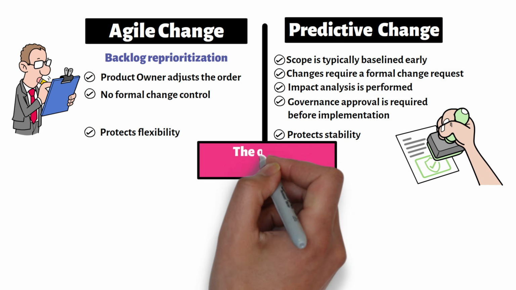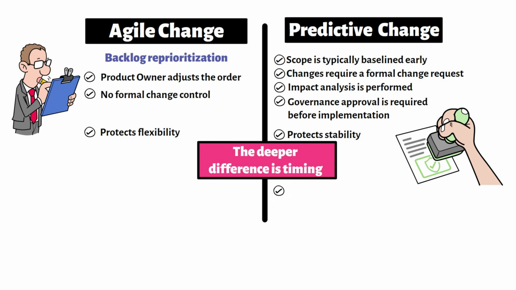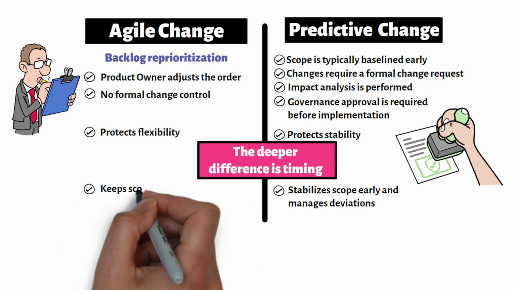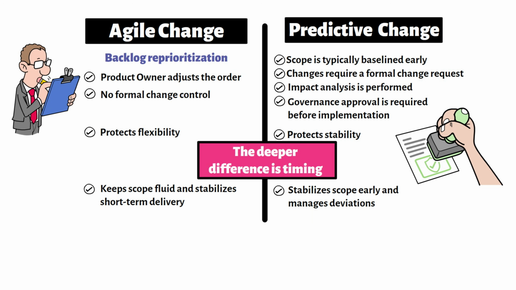The deeper difference is timing. Predictive stabilizes scope early and manages deviations. Agile keeps scope fluid and stabilizes short-term delivery.